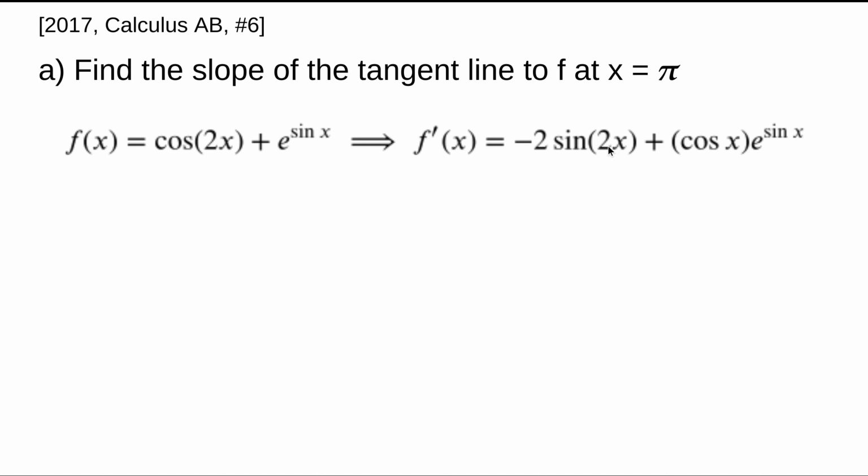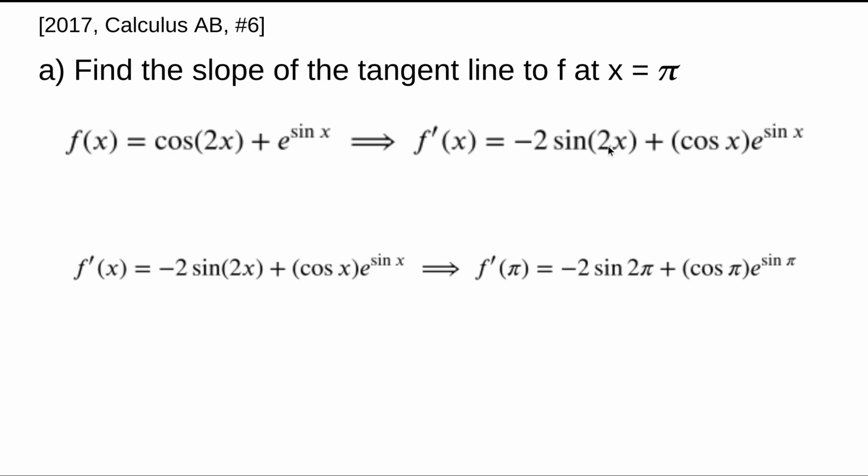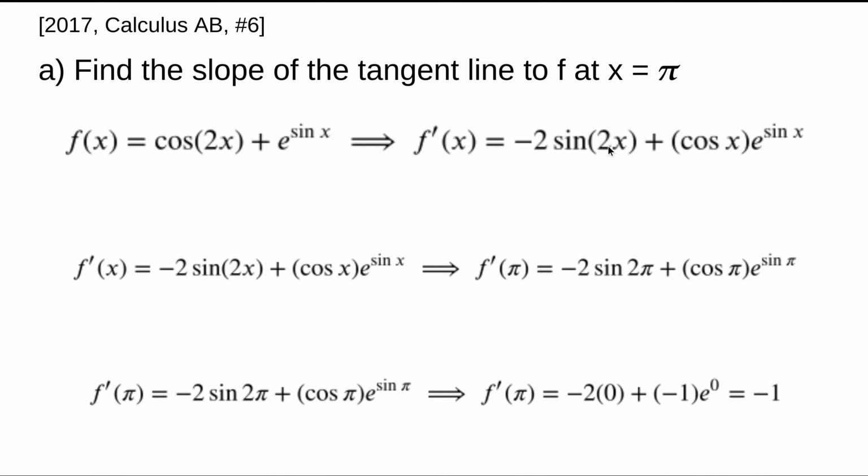And if we want to know the value of the slope of the tangent line to f at x equals pi, we need to evaluate f prime specifically at pi, which would be negative 2 times the sine of 2 pi plus cosine of pi times e to the sine pi. If you simplify this, you don't have to for this one. This expression right here should be sufficient since all the calculus is done. However, if you do, these are all going to be exact values, which you hopefully remember from the unit circle. And when you evaluate it, you get f prime of pi to equal exactly negative 1.